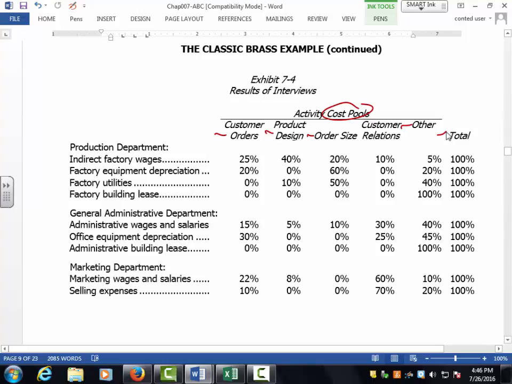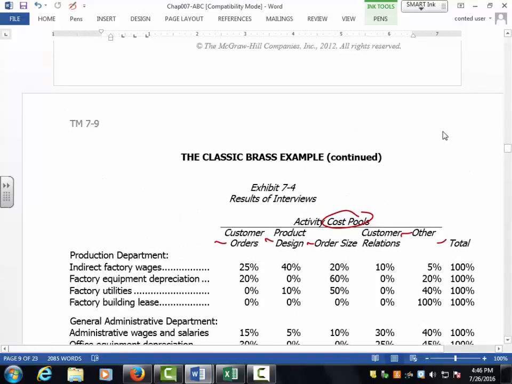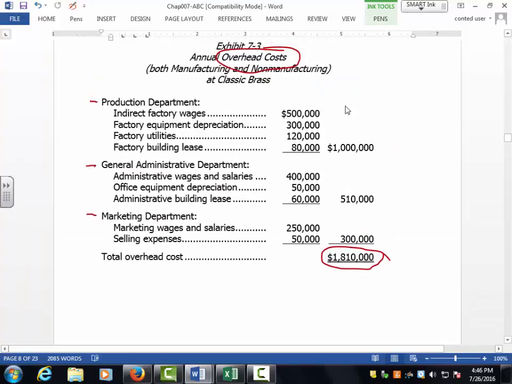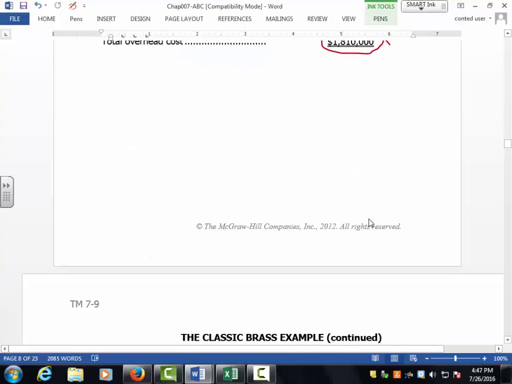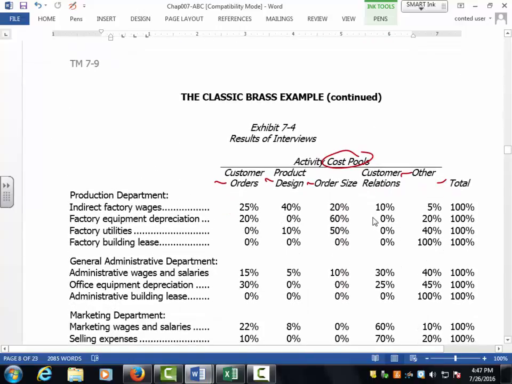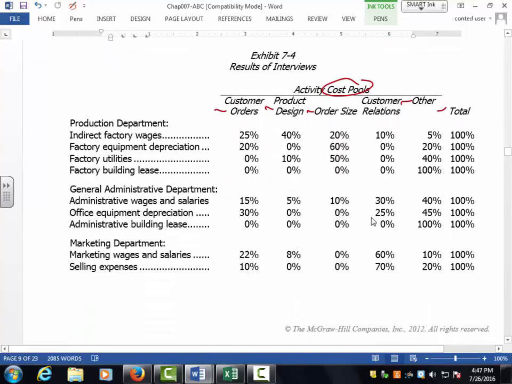And what we need to do is say, of this pot of money that we just saw up above, factory wages was 500,000. Let's keep that in mind. Let's, matter of fact, keep a couple of them in mind. 500,000 was the wages, 300 for the equipment. Now let's go down here and look. What we're going to do is say, all right, here's the factory wages and here's the equipment, for example.